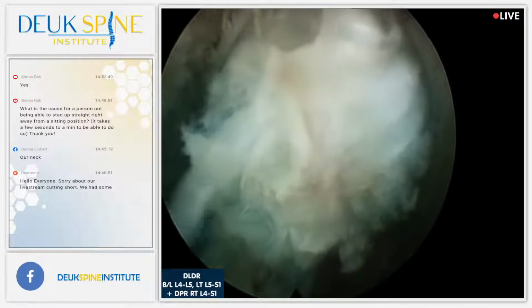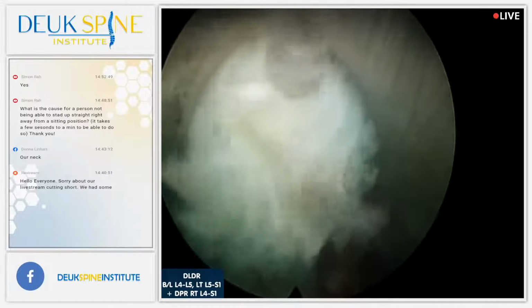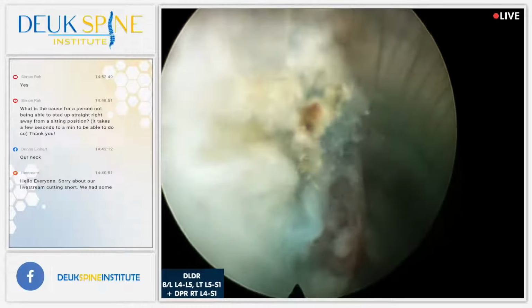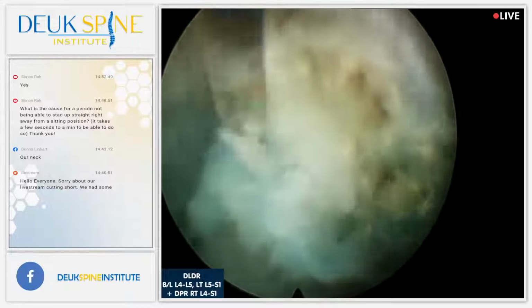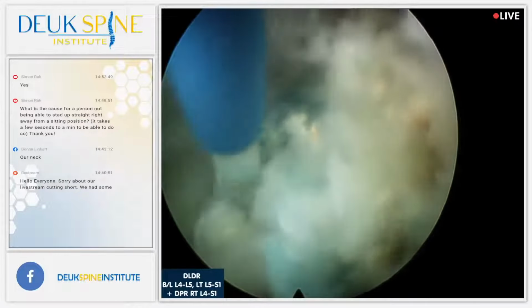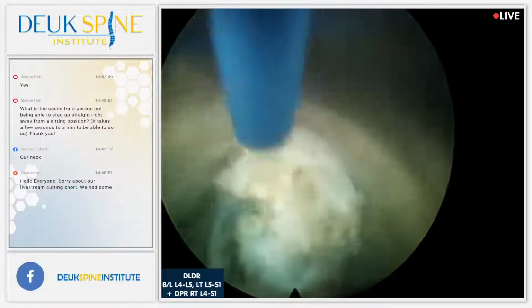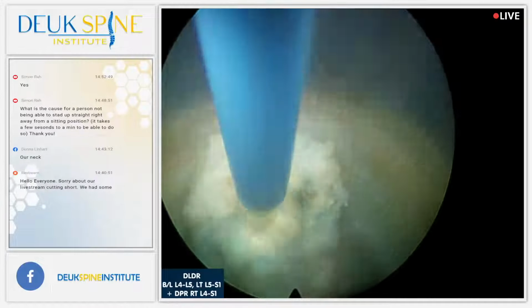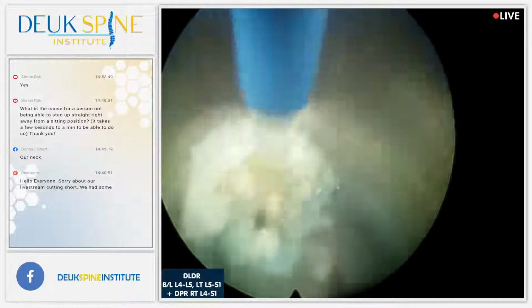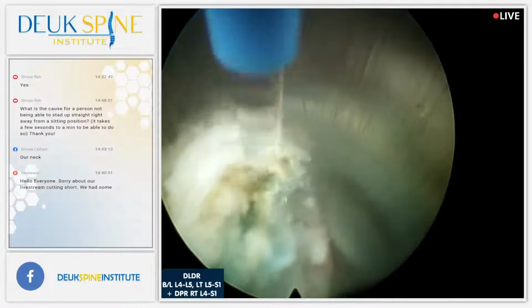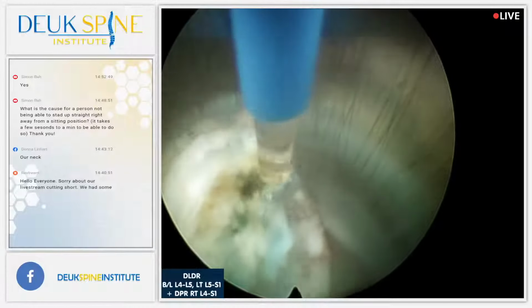All right, there is more tear. You can see the granulation tissue. This is the source of this patient's back pain and leg symptoms. Great question, Simon. So it's either your facet joint arthritis or disc pain. If I had to put my money, I'd put it on the disc. 80% of the time, that would be caused by discs that are painful.